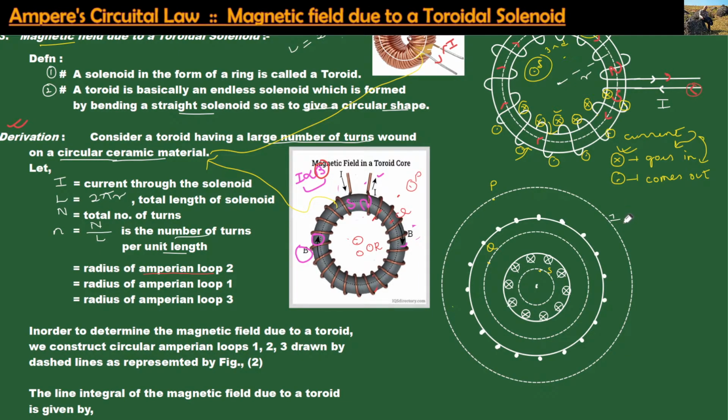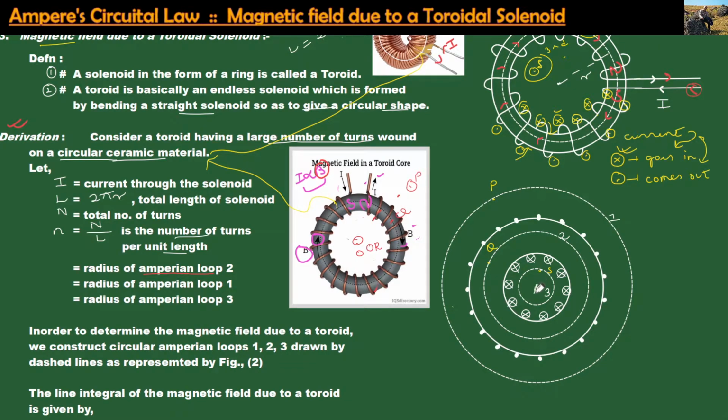Okay, that will be loop 1. Then this one, with respect to point Q, will be the second loop, and with respect to point S, let this be the third loop. From here, there will be different radii.